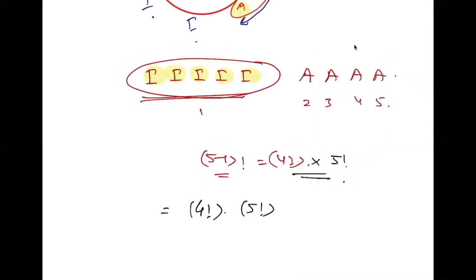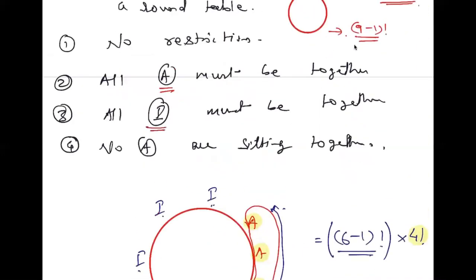Now, this is the third one. And fourth, no Australians are sitting together, right? No Australians are sitting together. So first I have to go with the Indians. So Indians are sitting there as 1, 2, 3, 4, 5. 5 Indians are sitting there, right, in factorial 4 ways.